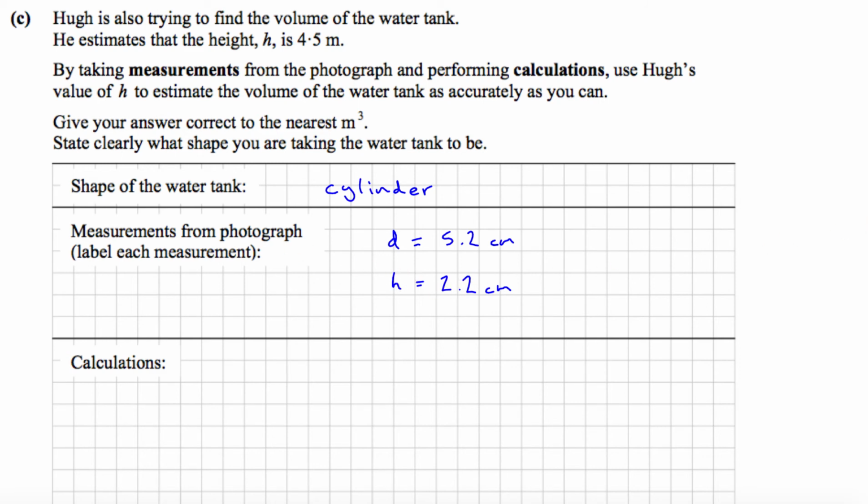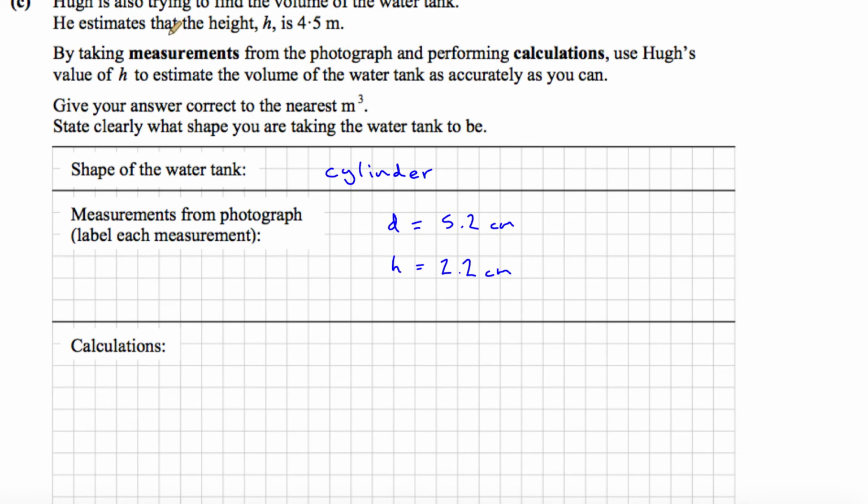Okay, now, if we remember the estimate, the height was 4.5, so we write the estimated height over the actual height, 2.2. We can then compare that ratio to the radius, because I'm going to actually look for the radius now. If the diameter is 5.2, that means the radius is half that. So the radius would be 2.6.